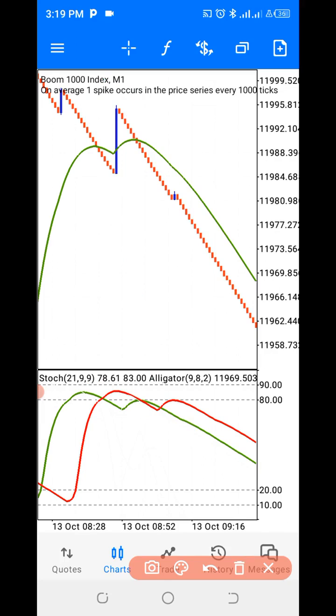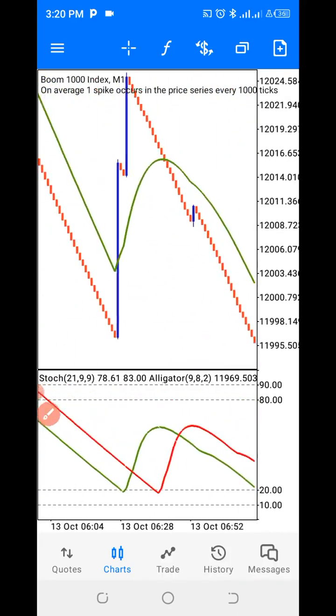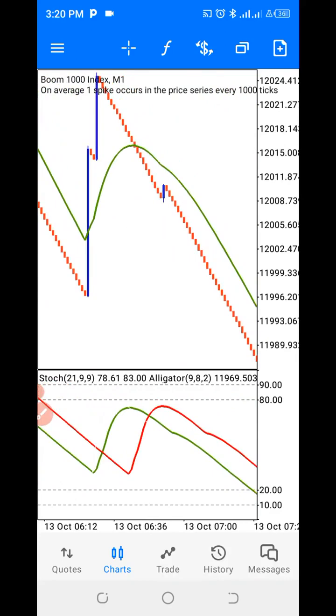Market structure is fundamental in this business. Once you are able to read market structure in the right perspective, obviously your trading profitability would increase drastically. It's going to increase rapidly. So this is another example here.